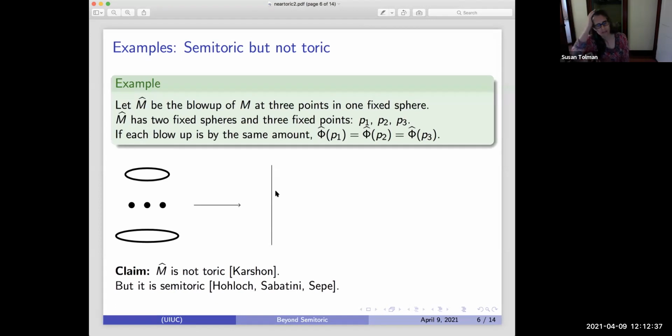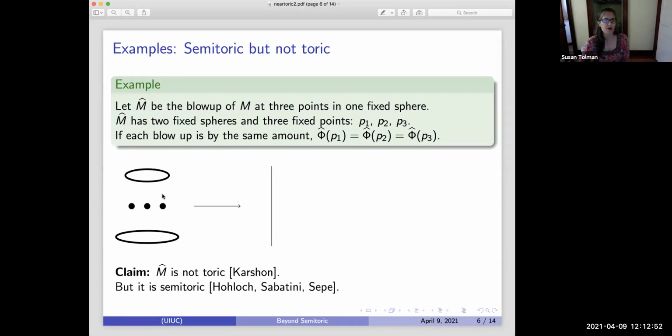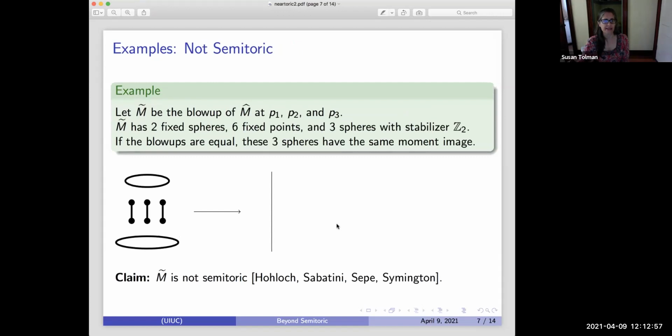And I will actually prove these. These theorems are due to them, but I will give a proof of those. Sort of ties into our proof. So I won't say too much about why they're true now. But I do want you to note that there are 3 fixed points all mapping to the same point in the interior. That's kind of the key. So that one was toric, but not semitoric. And now we're going to give an example which is not even semitoric.